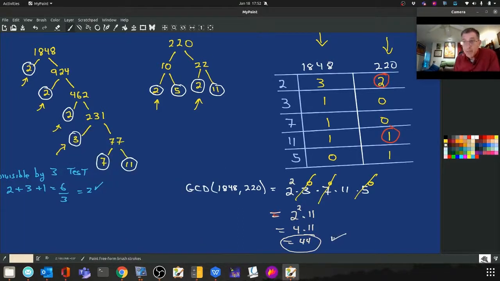So I hope that helps. We'll be revisiting the GCD later on, and the really nice thing about this table is there's a cousin to the GCD called the LCD or the LCM. And literally, given a table like this, I can use the exact same construction to find the LCM of two numbers. But that's a different lecture for a different time.